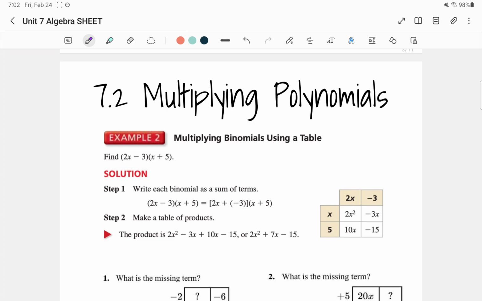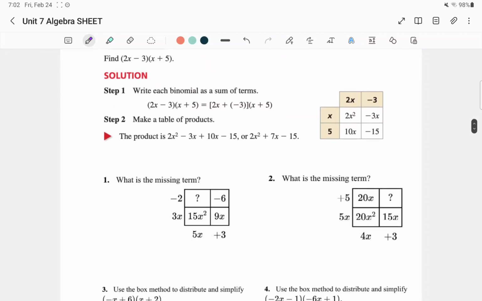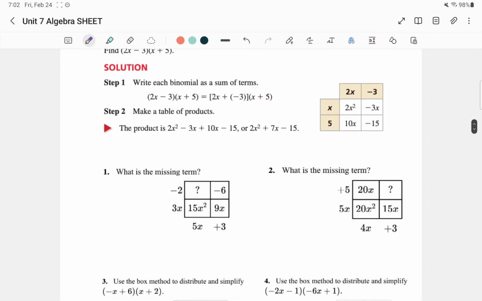So this is the example from the textbook. You can look at that if you would like to. But I'm going to go ahead and go to number 1. And it says, what is the missing term? So let's look at what's happening. They're multiplying this -2 here and this +3 here to get this -6 right here. So -2 times 3 is -6. 3x times +3 is 9x. And 3x times 5x is 15x squared.